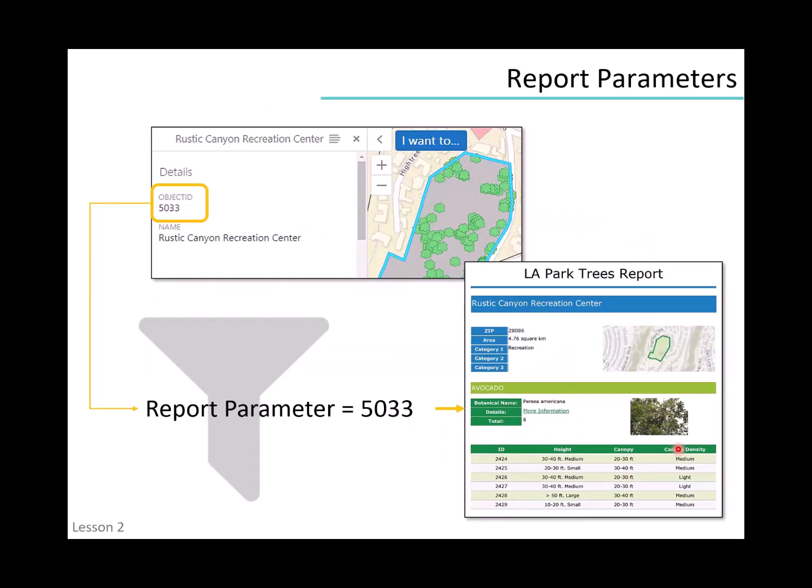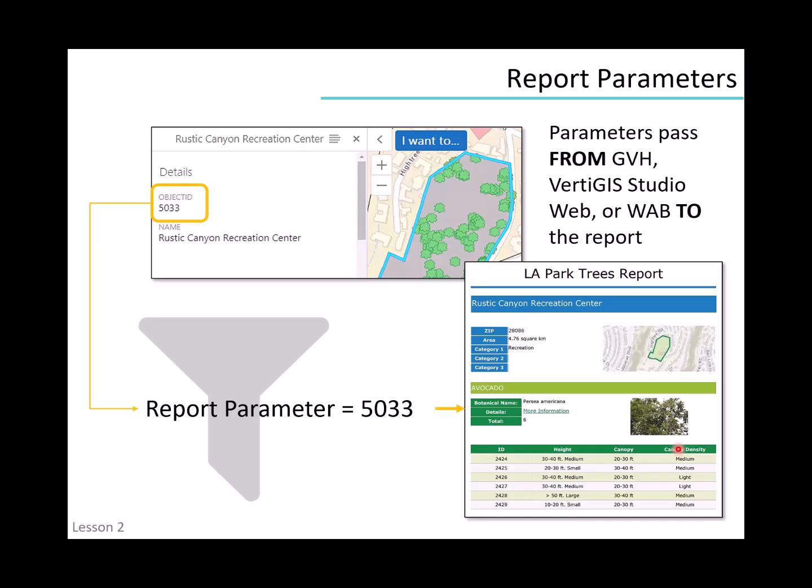To filter the data, because we don't want it running on every park and every tree, we use a report parameter to filter the data. Essentially, parameters are prompted for, meaning that the app is going to pass these values into the report, and then the report will use that to filter the data and generate the report.